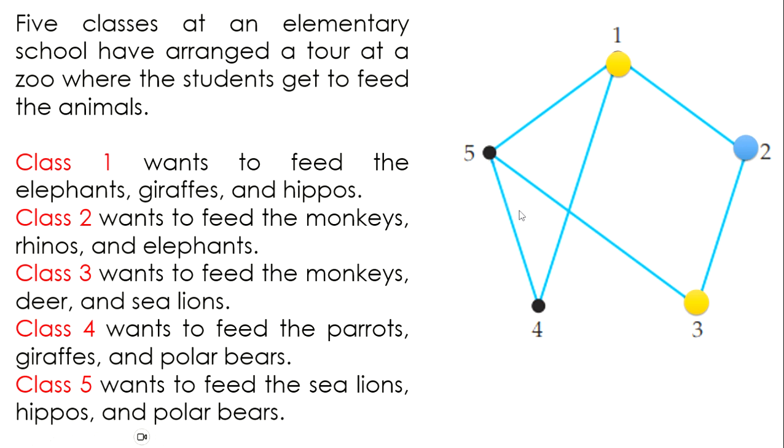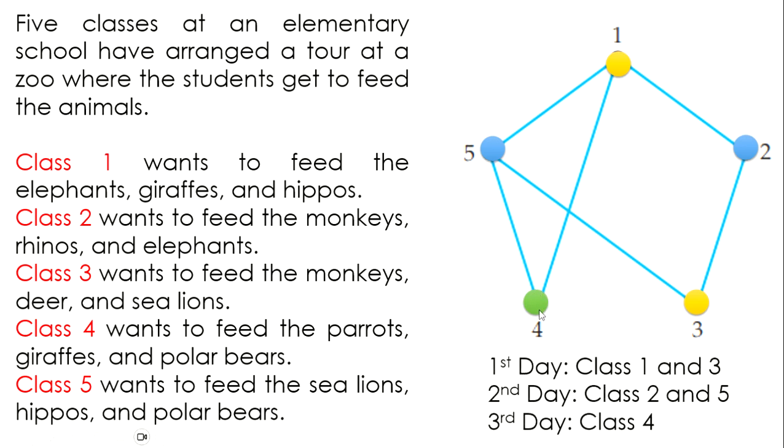So let's say we pick class number 5. Of course, we'll have a separate schedule or separate color for class number 4. Or vice versa. We can have class number 4 as color blue and class number 5 as color green. So we can switch. We have two possible answers. For the first day, we'll have class 1 and 3. Class 2 and 5 for the second day. And then for the third day, class number 4. Or we can switch class number 5 and class number 4 for another possible answer.